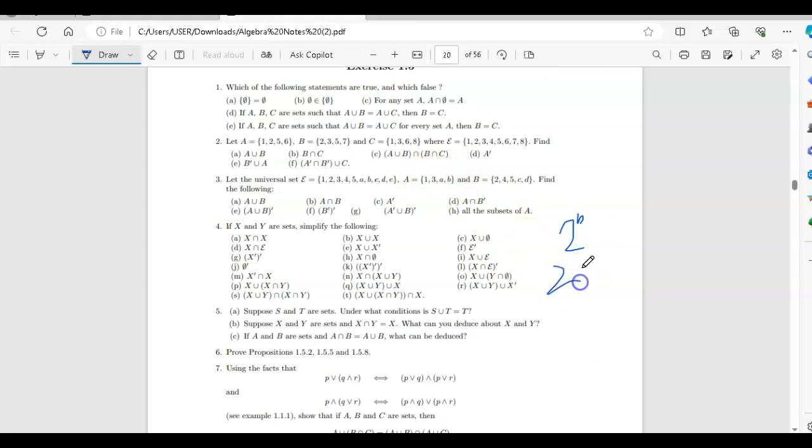So 2 to the power of 4. 2 times 2 is 4, 4 times... wait, I'm bad at simple maths. 16, isn't it? Yeah, 2 to the power of 4 is 16. So therefore there's 16. So that's the final answer. So remember, 2 to the power of n, where n is how many elements. So there's 4 elements, 2 to the power of 4, that will be the answer, which is 16.